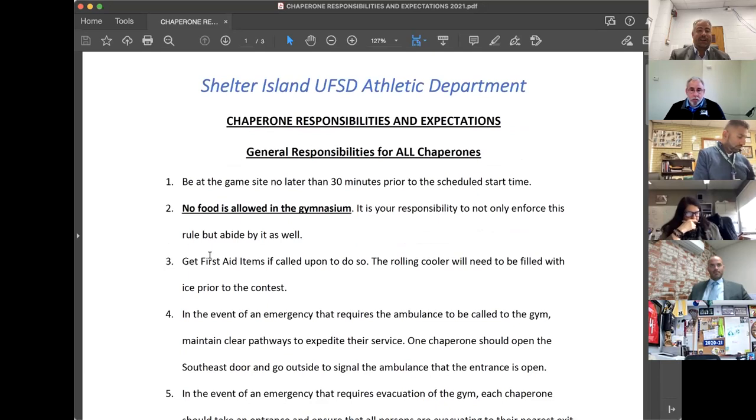Again, get first aid items if called upon to do so. Same situation, and you'll build your own list. Again, take this, do what you need to do with it, but you'll build your own list off of things that happen. So here was another example. The same gentleman that was at the table. A coach needed ice real quick for an athlete. We're in the midst of a game, and the coach goes, "Gosh, I need ice. I need it fast."